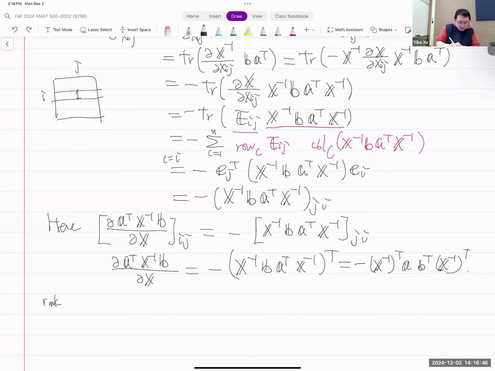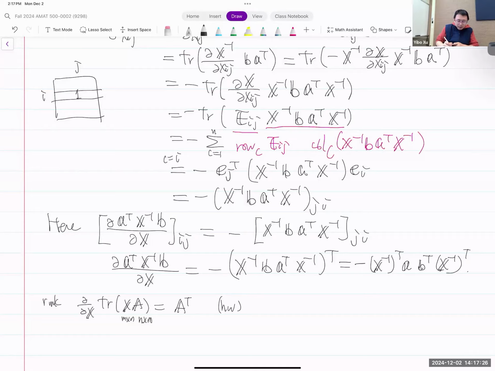So del X of the trace of X transpose A equals A transpose, as a homework. Okay, so if you look at the dimension, for any matrix X, let's say n by n, in order for the trace to make sense, the entire product XA must be n by n. So A has to be n by n.